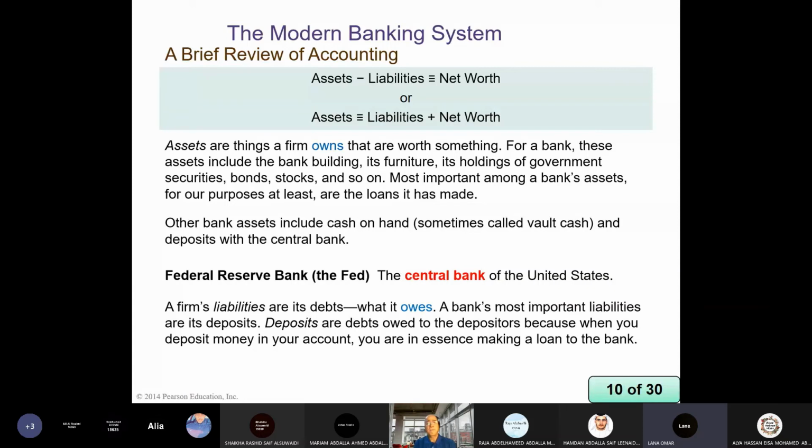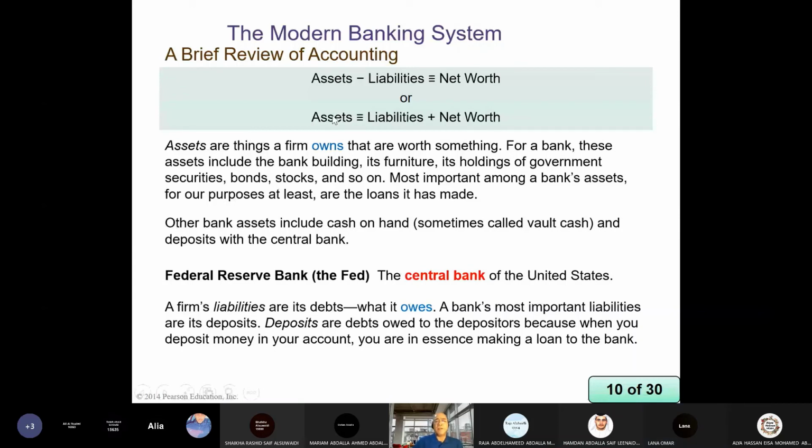A firm's liabilities are its debts, what it owes. A bank's most important liabilities are its deposits. Deposits are debts owed to the depositors, because when you deposit money in your account, you are in a sense making a loan to the bank.